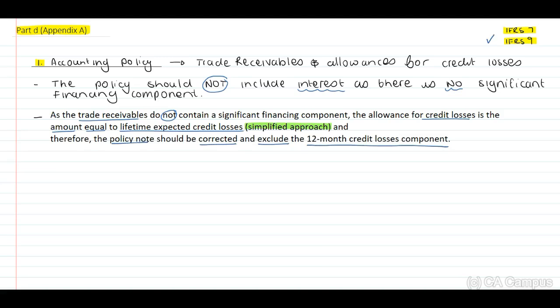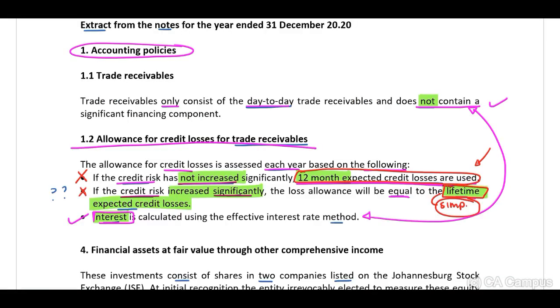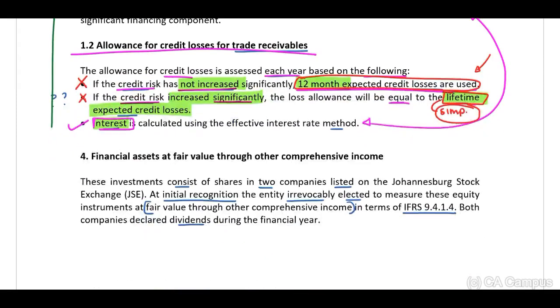discussed our IFRS 9 principles, not yet the IFRS 7 in terms of the disclosure. Okay, so when we refer back to our scenario, we are able to tick off 1.1 and 1.2. Okay, so when we look at number 4, it indicates to us financial assets at fair value through OCI. These investments consist of shares in 2 companies listed on the Johannesburg Stock Exchange.